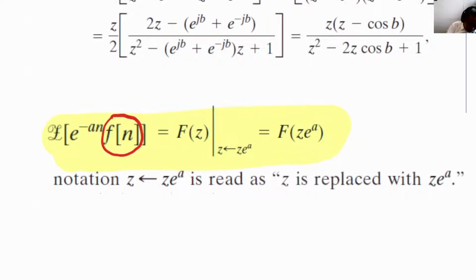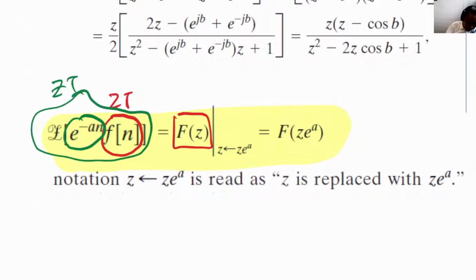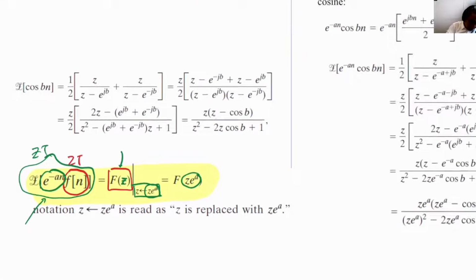If we have the z transform of f(n) to be F(z), the property says that if we are multiplying e^(-an) with f(n), and we are taking the z transform of this whole thing, then simply we use F(z) that we have known before and replace z by z times e^a. And when we do that, we'll get the z transform of e^(-an) times f(n). Let's use a concrete example.